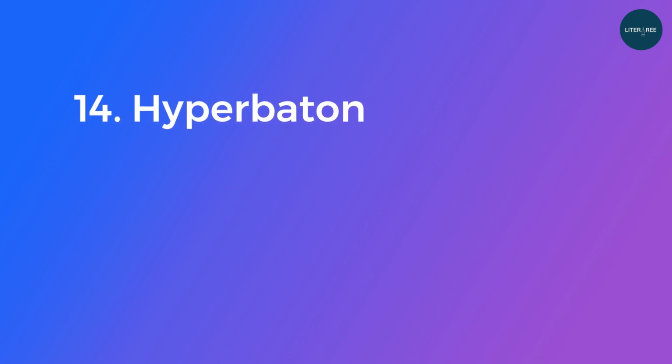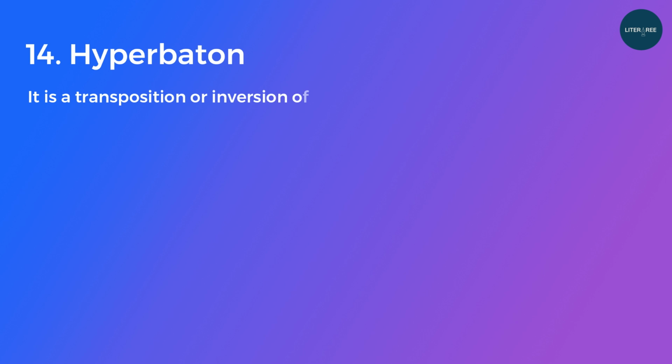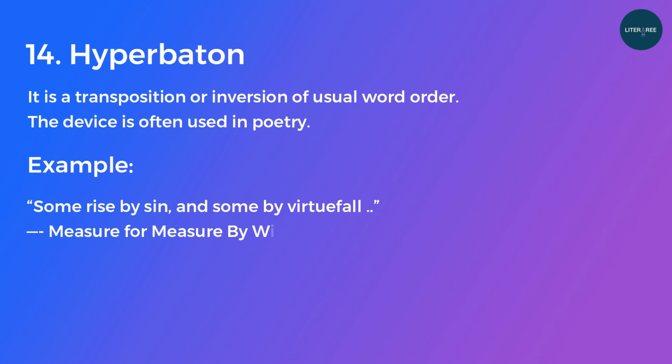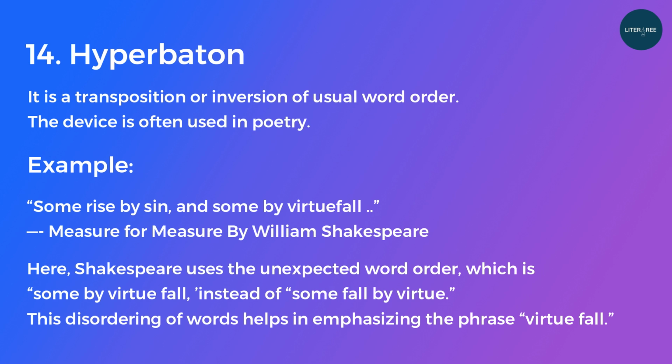Hyperbaton. Hyperbaton is a transposition or inversion of usual word order. The device is often used in poetry. Let us check out this example from Measure for Measure by William Shakespeare. Some rise by sin, and some by virtue fall. Here, Shakespeare uses the unexpected word order, which is some by virtue fall instead of some fall by virtue. This disordering of words helps in emphasizing the phrase virtue fall.